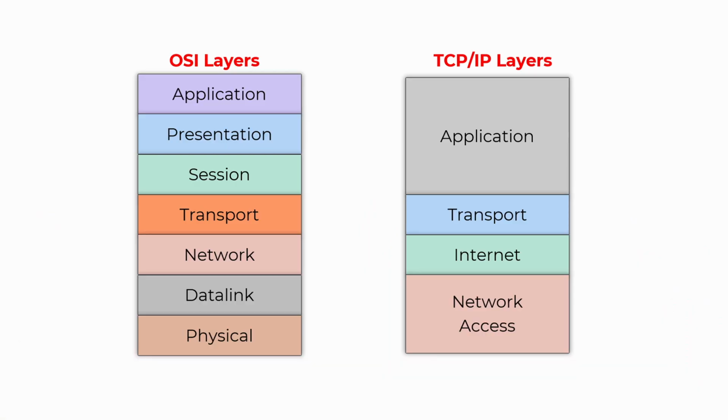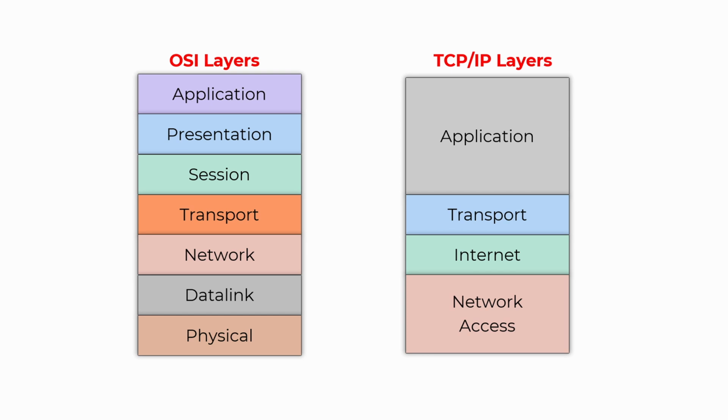The development of the OSI model was a collaborative effort that involved contributions from various organizations and experts from the field of telecommunications and computing. Some of the key contributors included the International Telegraph and Telephone Consultative Committee, CCITT, and the International Organization for Standardization, that is ISO itself. During the 1980s, the OSI model gained significant traction as a standard reference model for network communications.